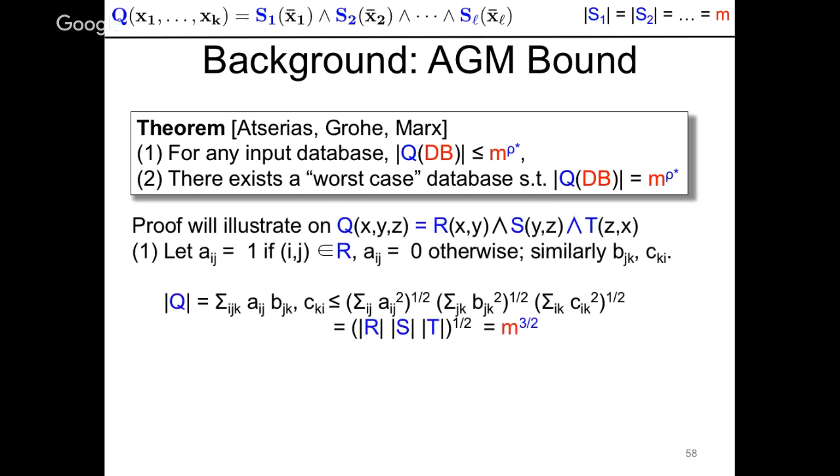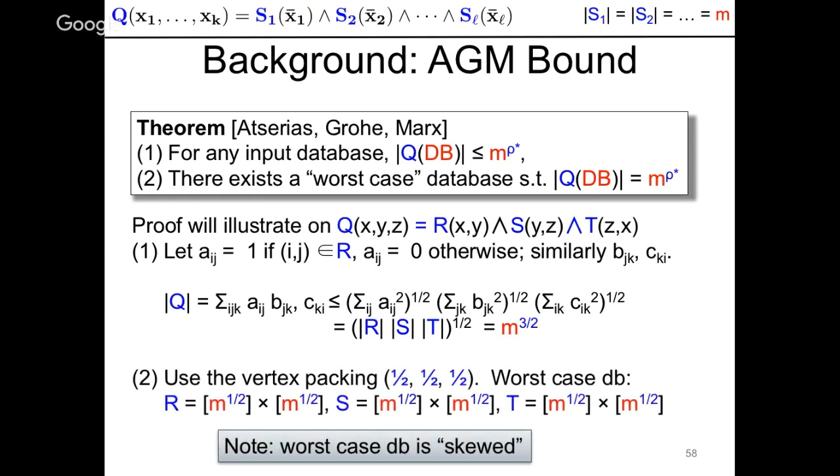The proof that they give uses entropy, but I advise you to retrace a proof using Friedgut's inequality. It's so simple. The values Aij that you need in Friedgut's inequality are exactly the indicator variables, 0 or 1, depending on whether the value Ij is in the relation or not. Then Friedgut's inequality gives you exactly the AGM bound.